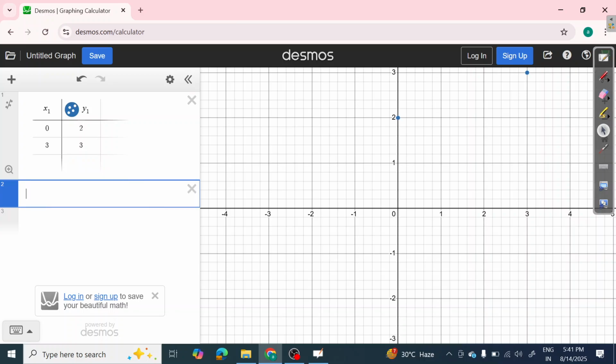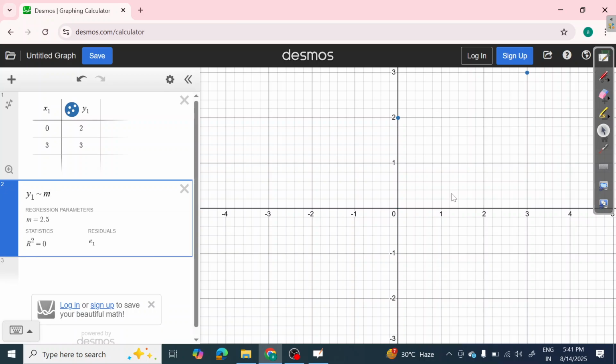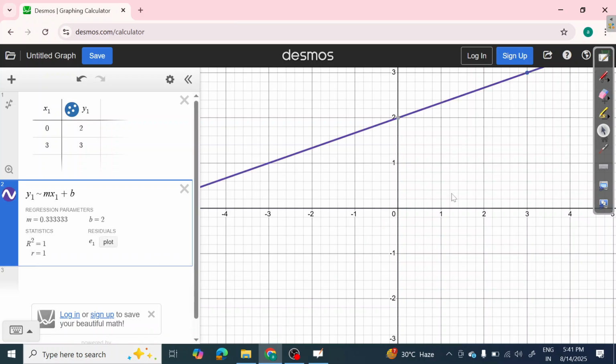Now use the symbol. What is the equation of a line? y equals mx plus c. But here you will not use y equals. y will be replaced by y1, so I'll put y1 instead of y. Then use the regression sign instead of equals, because we are using regression: y1 regression mx1 plus b. You got the values of m and b. Can you see that? This is m and this is b.